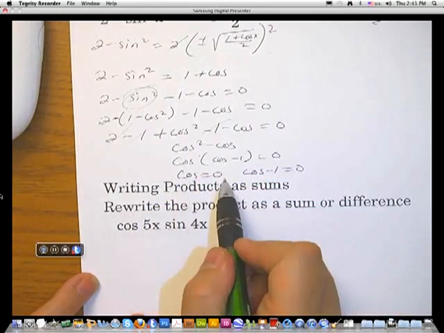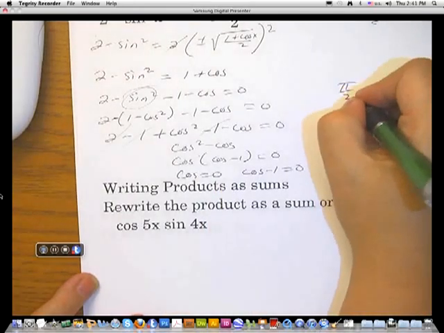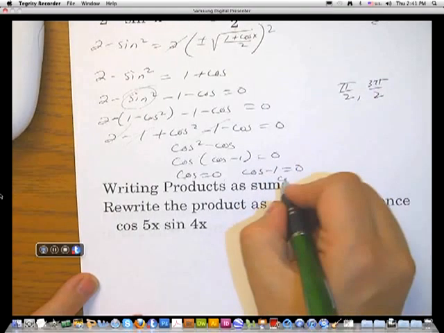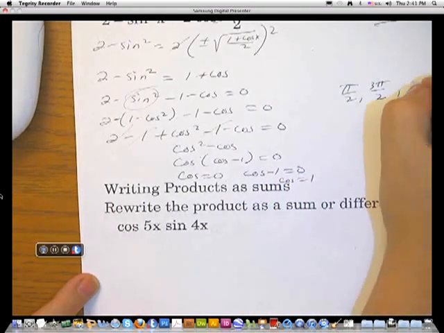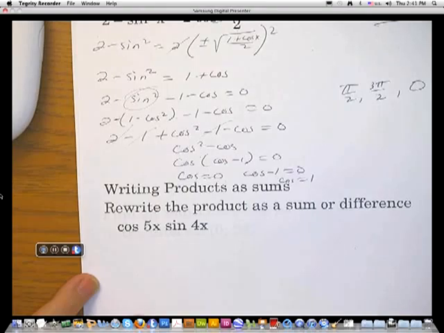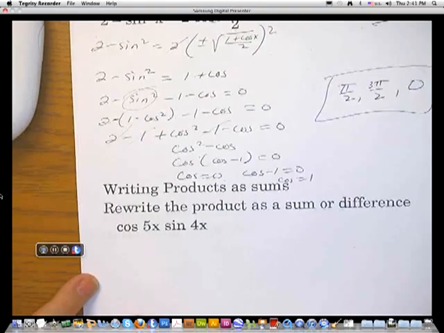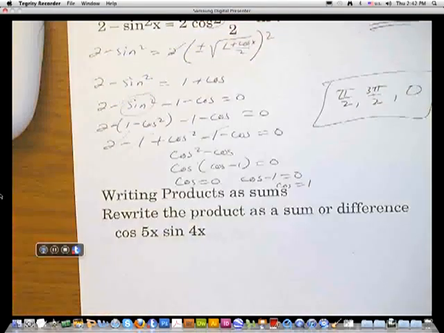So where is cosine 0 at? It's pi over 2, 3 pi over 2. And where's cosine 1 at? It's at 0. All of those are within my range, so that's where I'm going to be. Because I'm in a range, I'm not using 2 pi n or pi n or anything else.